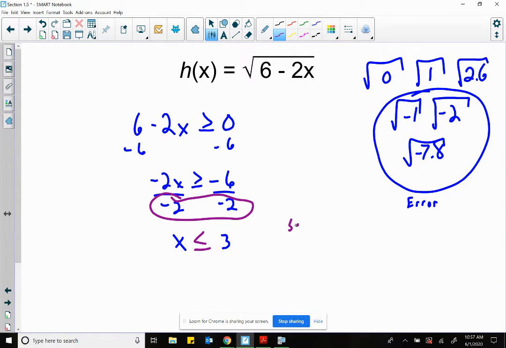So set will look like this. Parenthesis or bracket braces x line, and then you just plug that answer in. X less than or equal to 3, and then close it. There's your set. Easy peasy. Interval.